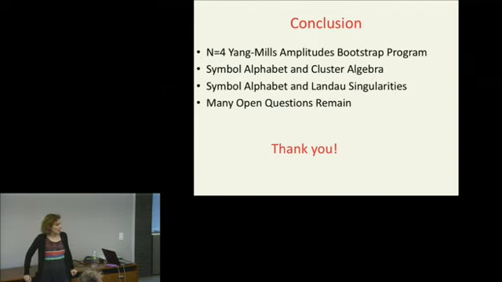And then I explained to you two interesting structures. Number one is that there is a connection between symbol alphabet and cluster algebra, and number two is there's a connection between symbol alphabet and Landau singularities. I've done it for some examples, but many more questions remain. So I'll stop now.